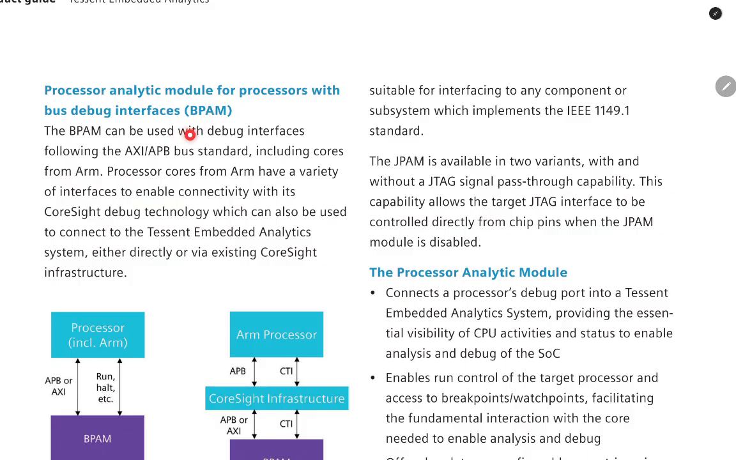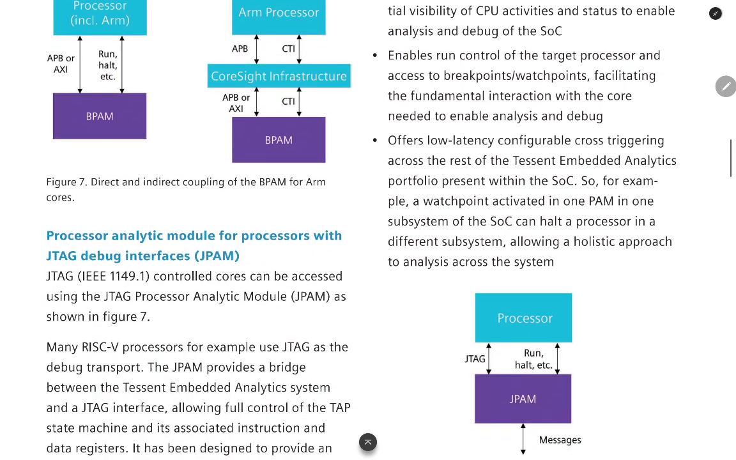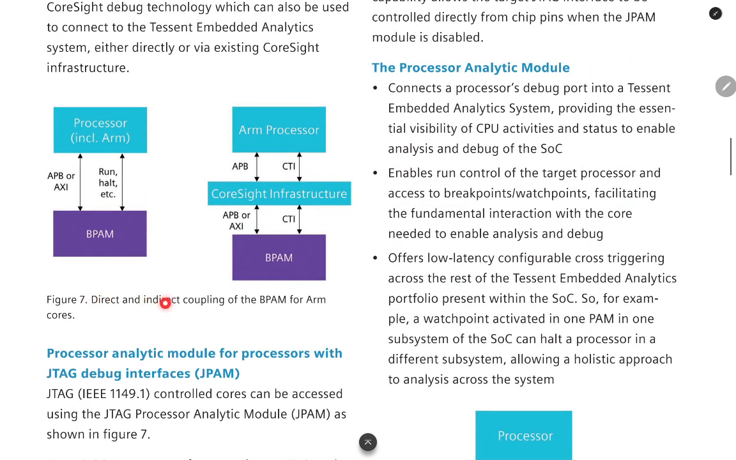The BPAM can be used with debug interfaces following the AXI and APB bus standards, including cores from ARM. Processor cores from ARM have a variety of interfaces to enable connectivity with this CoreSight debug technology, which can also be used to connect the Tessent embedded analytics systems either directly or via existing CoreSight infrastructure. Figure 7: direct and indirect coupling of the BPAM for ARM cores.